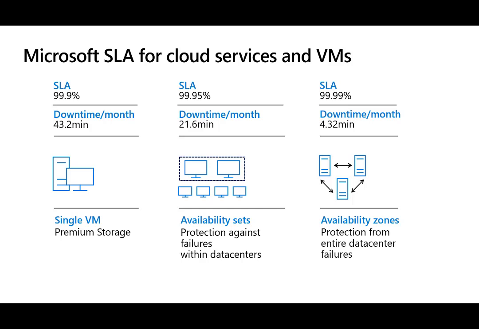If you're using availability sets, meaning that for all virtual machines that have two or more instances deployed in the same availability set, we guarantee that you will have virtual machine connectivity to at least one instance at least 99.95% of the time. That is equivalent to about 20 minutes of downtime per month. Finally, for all virtual machines that have two or more instances deployed across two or more availability zones in the same Azure region, we can increase the SLA guarantee to four nines, meaning that you will have a downtime of a maximum of 4.32 minutes per month.